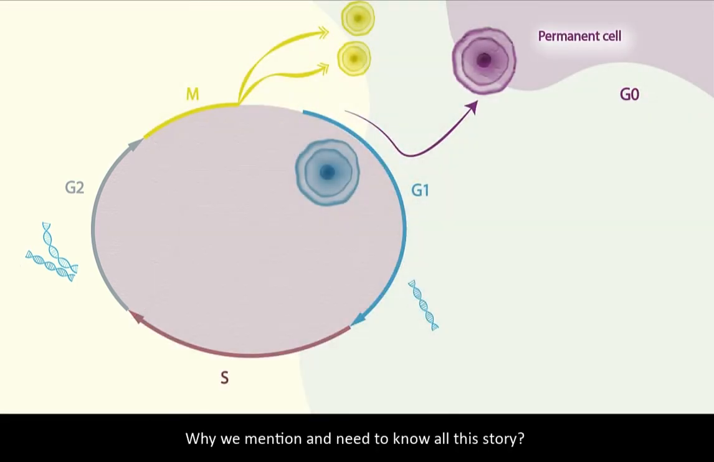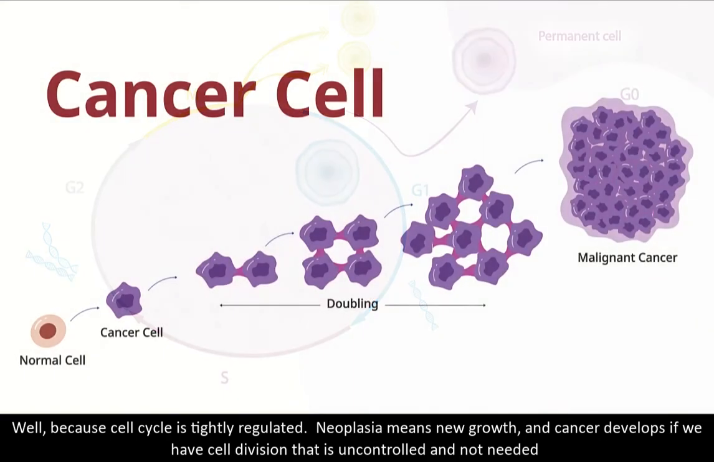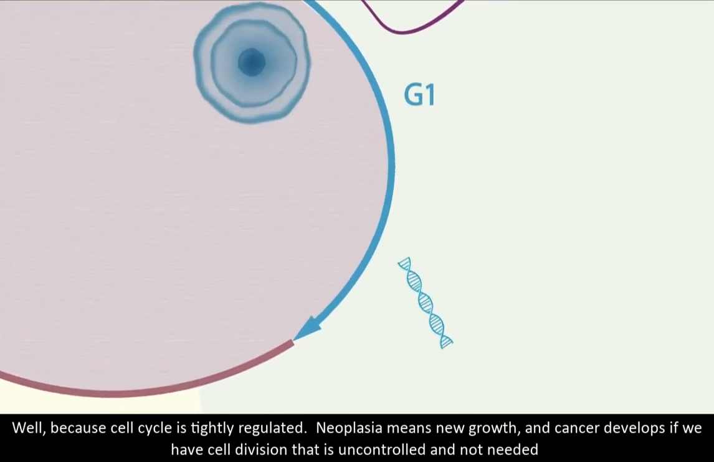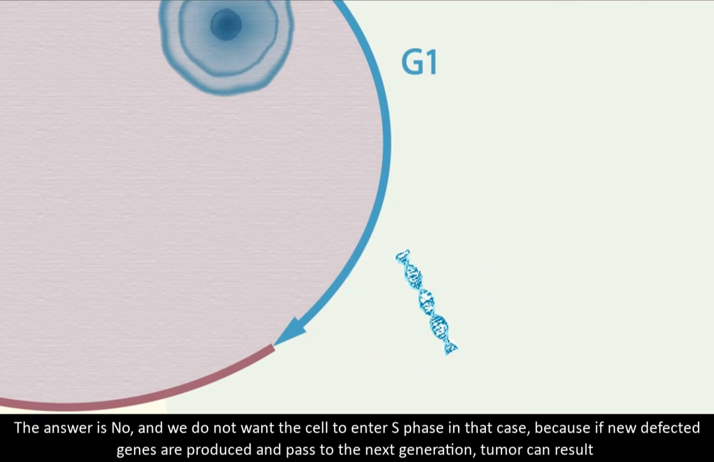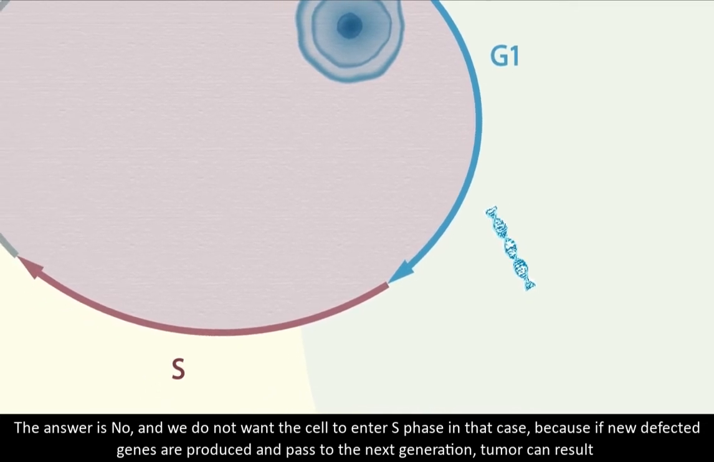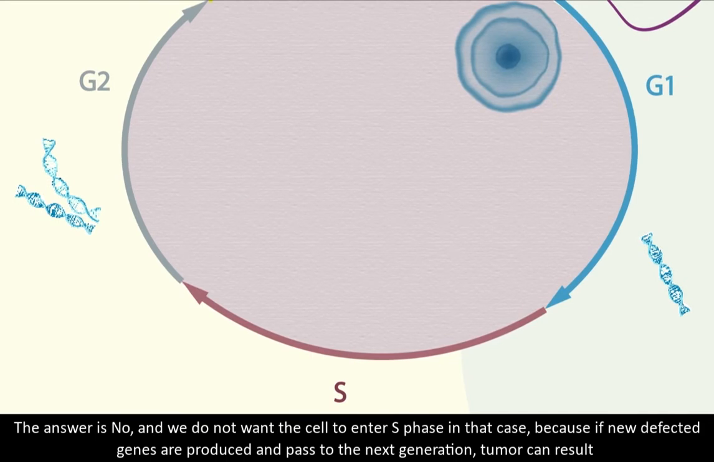Why do we mention and need to know all this? Well, because the cell cycle is tightly regulated. Neoplasia means new growth, and cancer develops if we have cell division that is uncontrolled and not needed. Suppose we get defective DNA. Is it wise to go ahead and synthesize this DNA? The answer is no. We don't want the cell to enter S phase in that case, because if new defective genes are produced and passed to the next generation, a tumor can result.